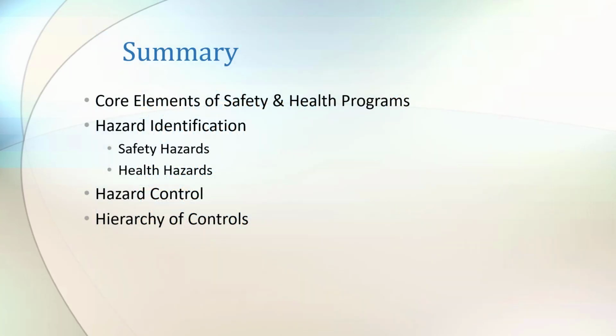So in summary, we talked about the core elements of safety and health programs. We talked about hazard identification, both the types of safety hazards and the types of health hazards, hazard controls, and the hierarchy of controls.